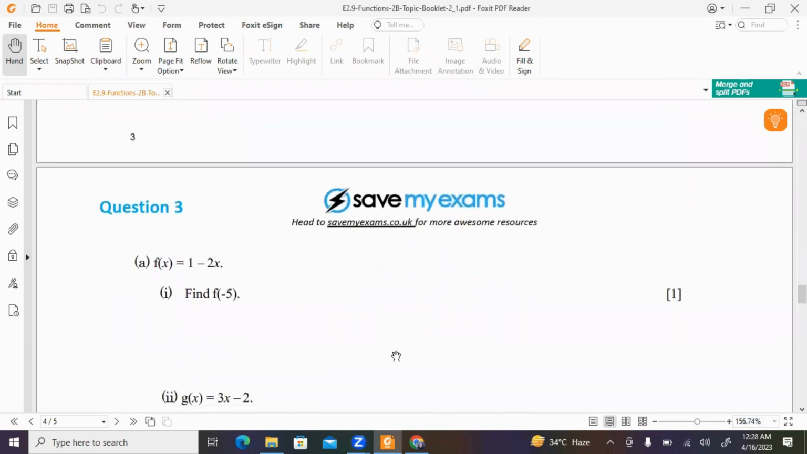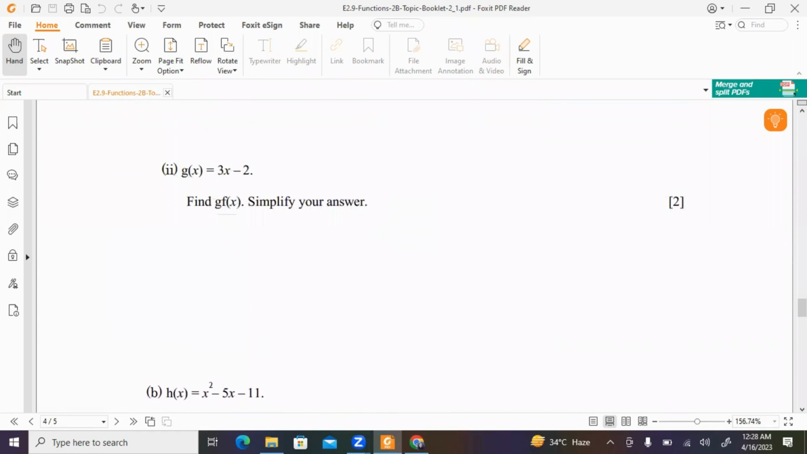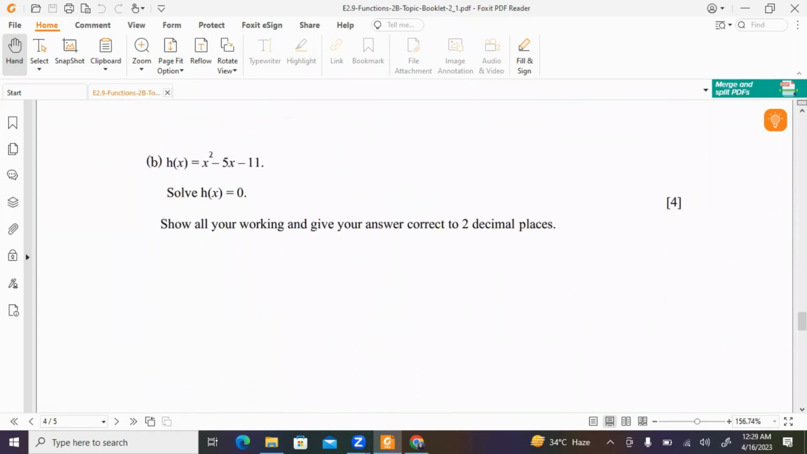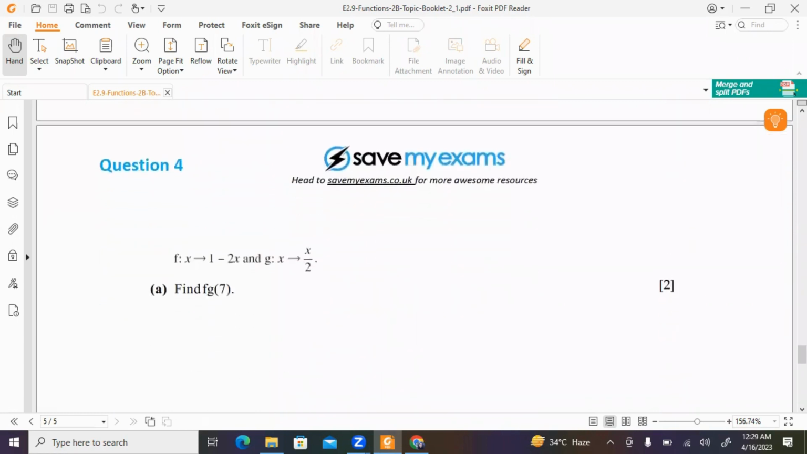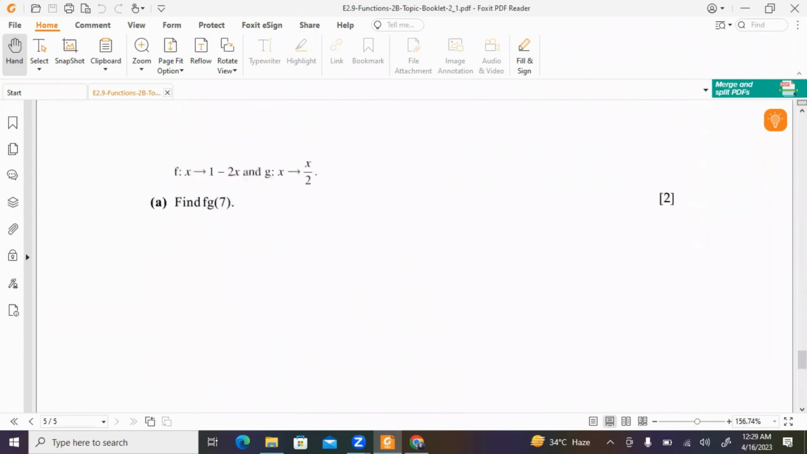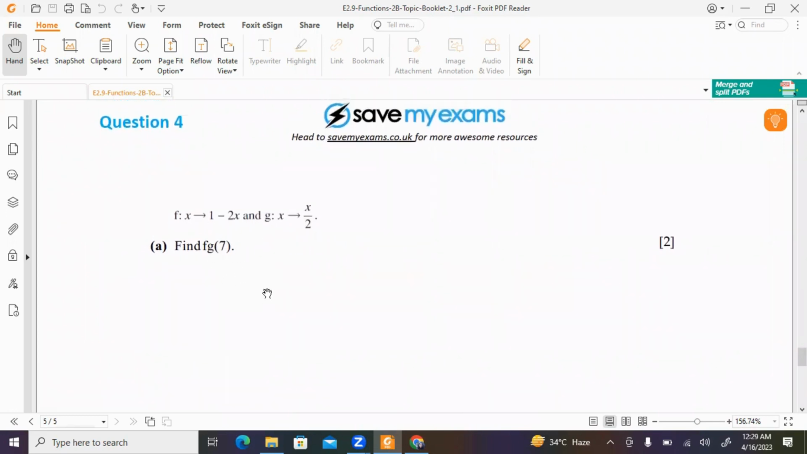And let's see if we have different. Let's do this again. So in this one, it says fx equals to 1 minus 2x and g of x equals to x over 2. Find f of g of 7.